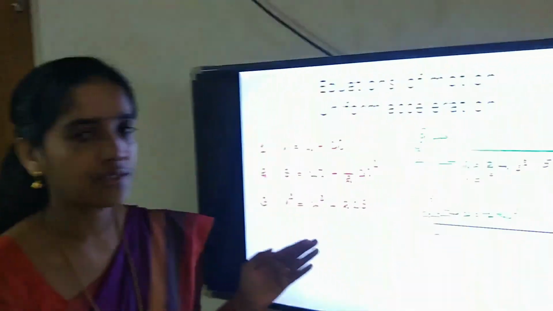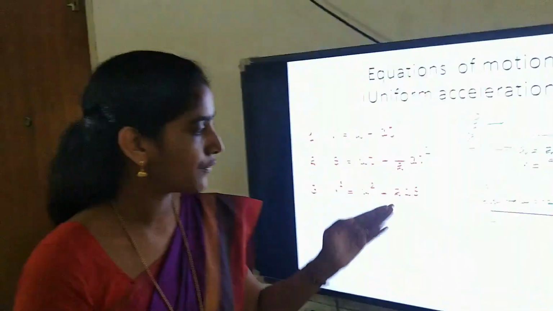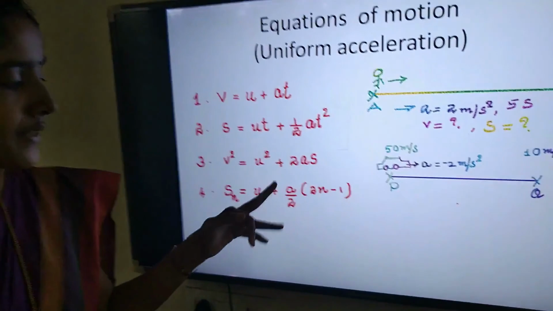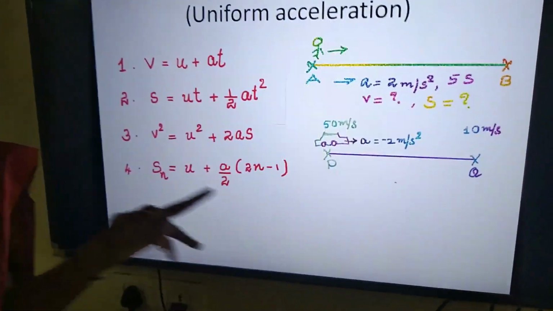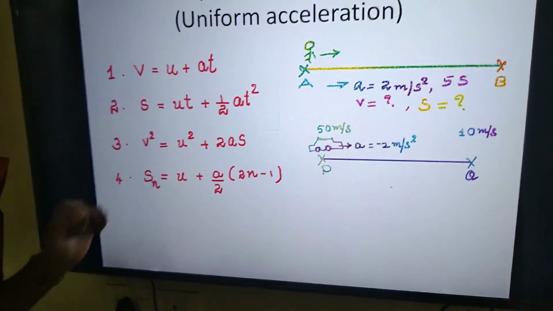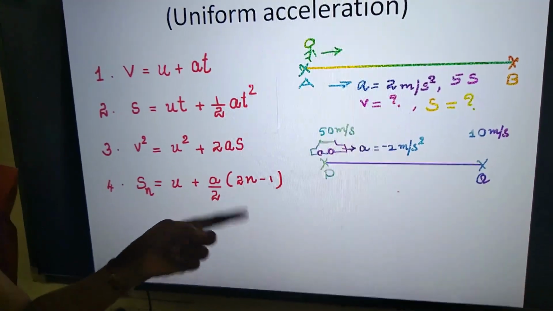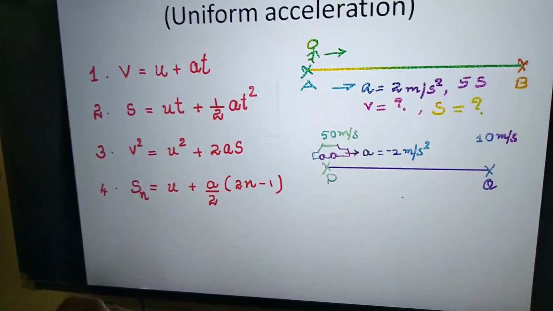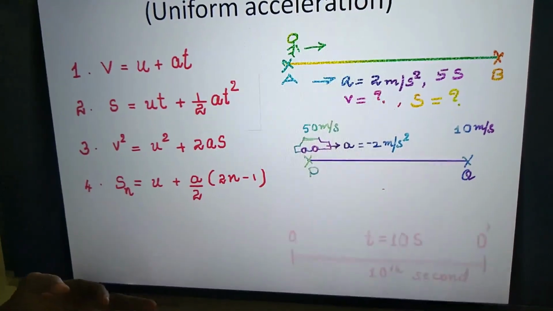But apart from these three, we have one more equation that we obtained with the help of the second equation of motion. And that equation is Sn equal to u plus a by 2 into 2n minus 1. Sn means the distance traveled in the nth second. U means initial velocity. N means that particular time. I will tell you where we apply this one.